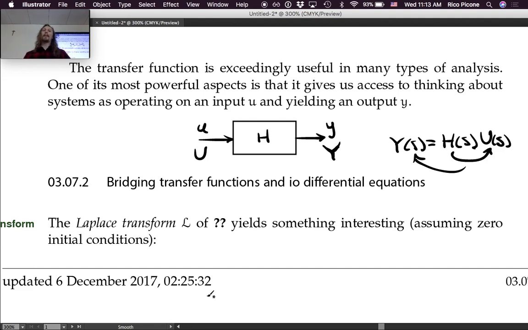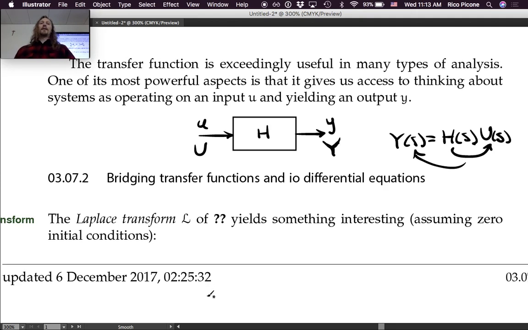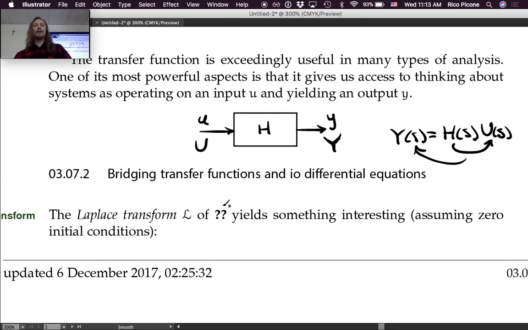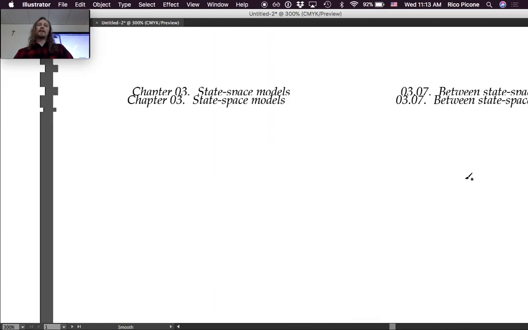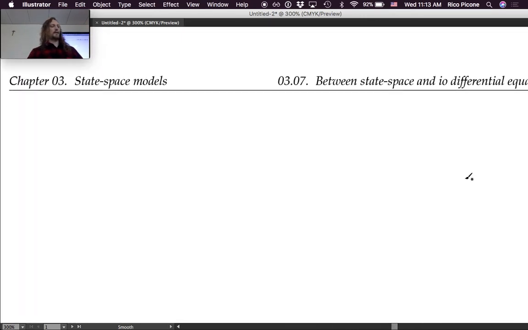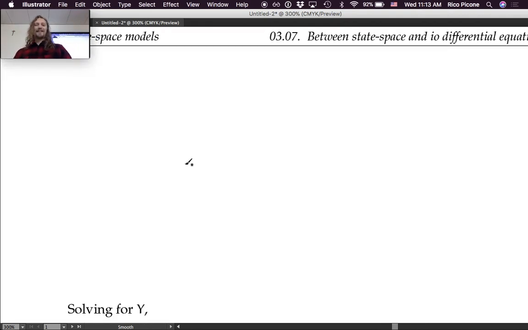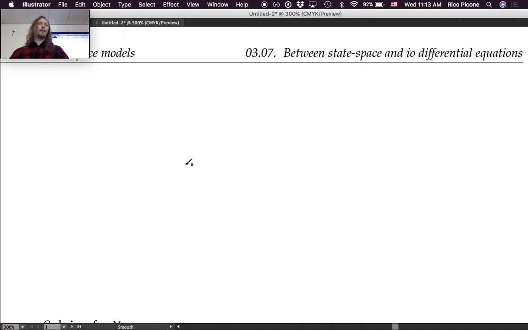Laplace transform of the input-output differential equation yields something interesting, assuming zero initial conditions. Thank God I brought my notes. There's a lot to write here. This big blank spot is going to get really filled.